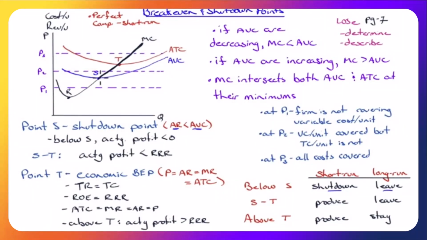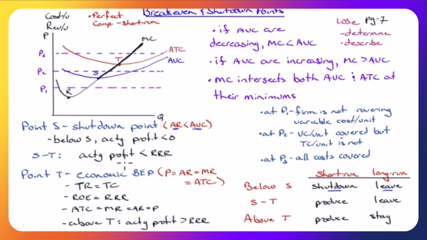Let's look at the point between S and T. And I got a price P2 in there. Let's look at what's going on at P2. Our variable cost per unit is being covered, but our total cost per unit is not. Well, what are we going to do in this situation? In this situation, our accounting profit, we can't really say whether it's positive or negative at this point, but we can say this: our accounting profit is less than our required rate of return. Even if it was positive, it would be less than our required rate of return.